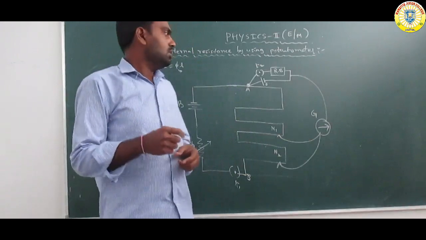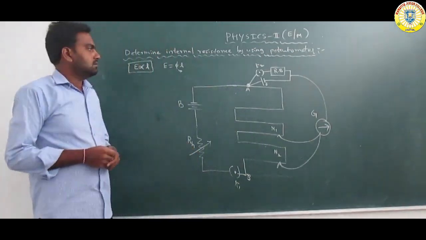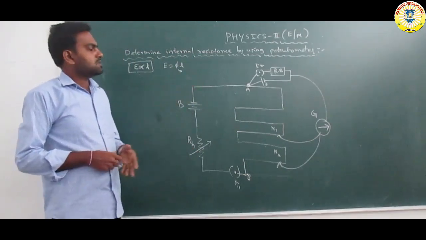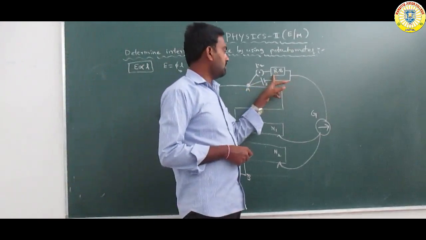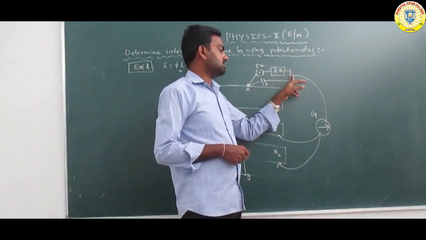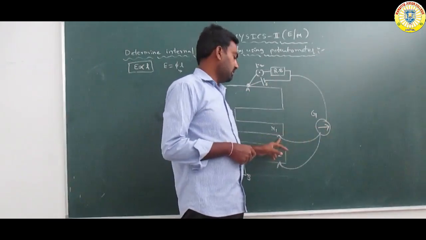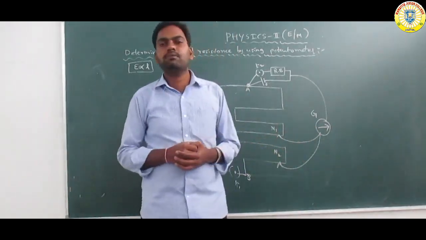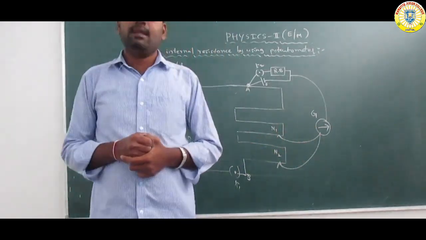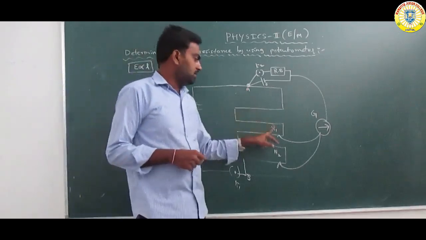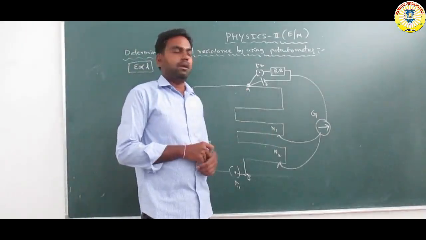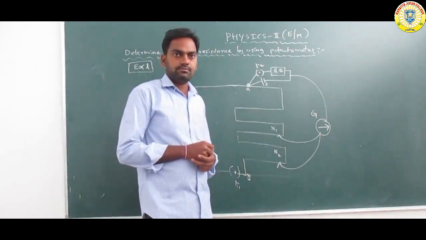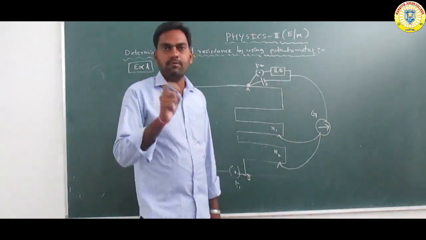First of all, see that the battery's negative is connected to A. Then the resistance box, and the negative is connected to the galvanometer and through the jockey also. N1, N2 are the positions of the length. A N1 is the first position of the length and A N2 is the second position of the length. This is only a single wire.